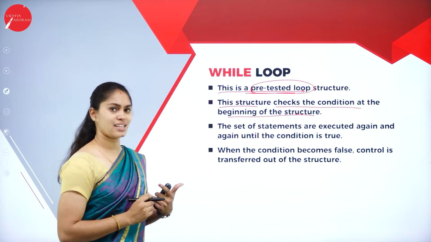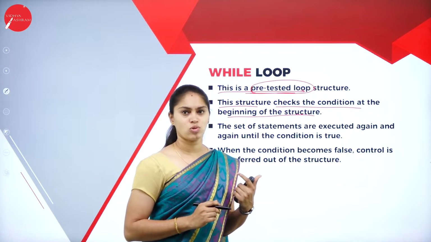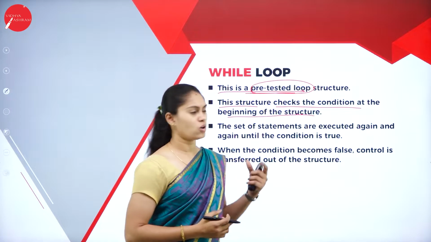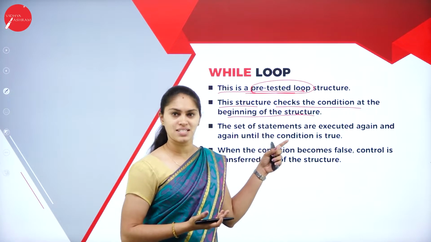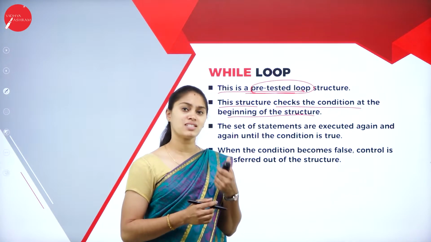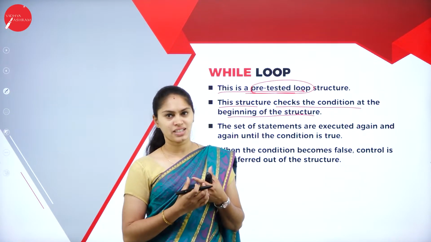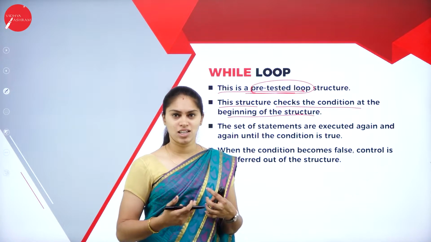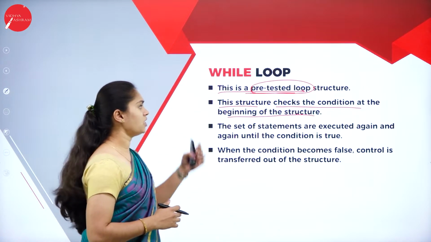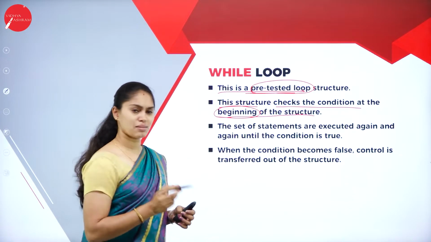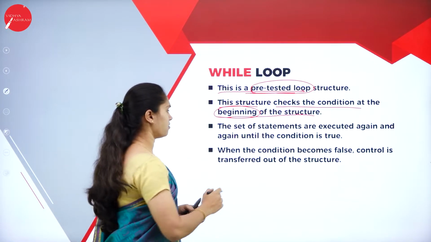When we are checking the condition in the initial part only, that is also called an entry control loop. If you want to execute a statement or a set of statements, first I am going to check the condition. If the condition is true, then only I am going to allow the statements to get executed. That is also known as a pre-tested loop, and it checks the condition at the beginning of the structure itself.